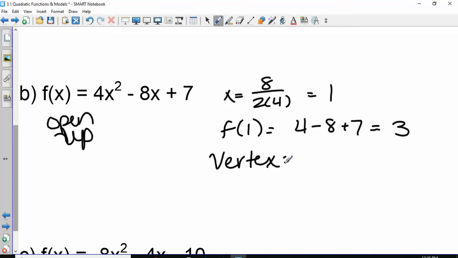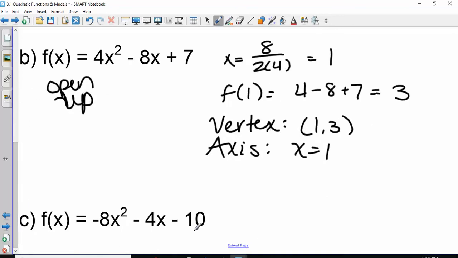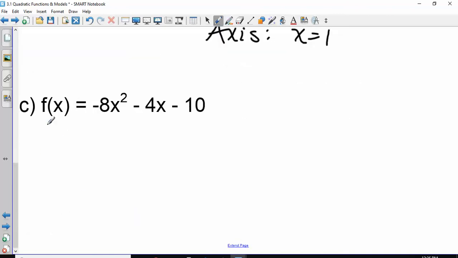So did you guys get a vertex of 1, 3? Axis of symmetry, x equals 1. I got those? Okay. So would this be a maximum or a minimum? Let me ask you that. Minimum. All right. On C, open up or down? So is that a maximum or a minimum? Good.